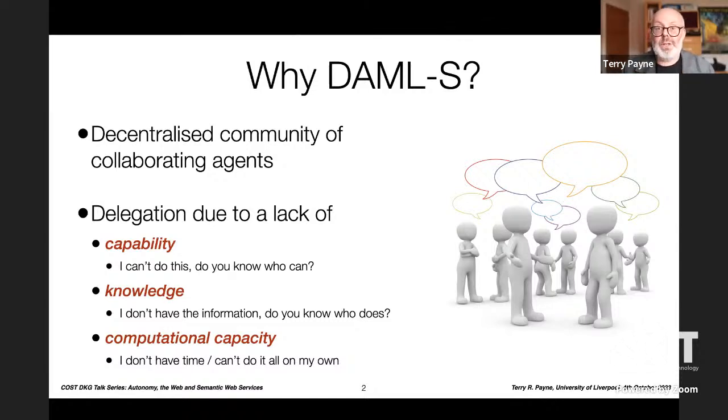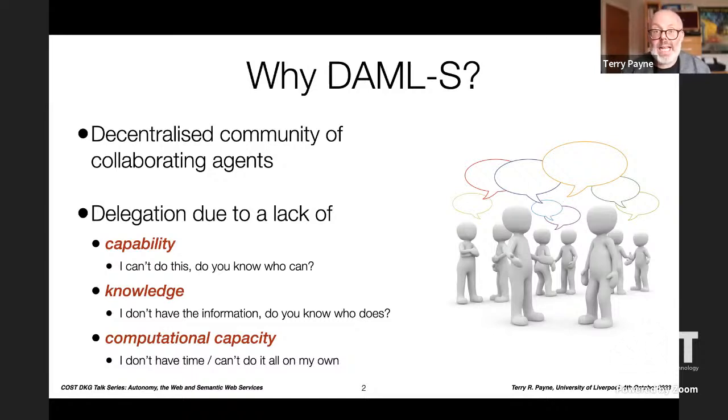So by distributing and having decentralized systems, you'd potentially be able to ask, is there another entity out there who can help me and solve the problem that I'm trying to solve? So do you have the capability? And you've got to think about, how do you describe that capability?